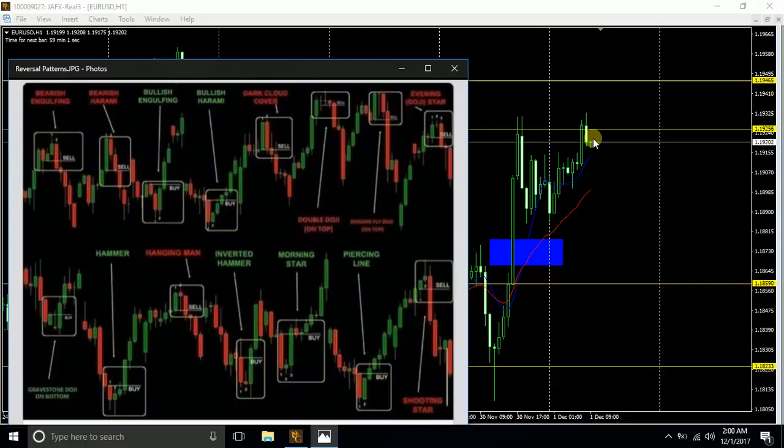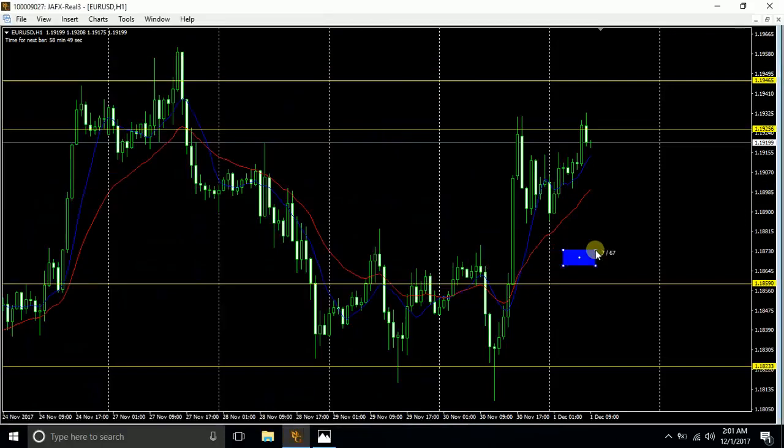So looking at this one, do we have a pattern? And the answer is no. Because in this situation, we're looking for a pattern to form and close right at this level. So the answer to do we have a pattern is no.